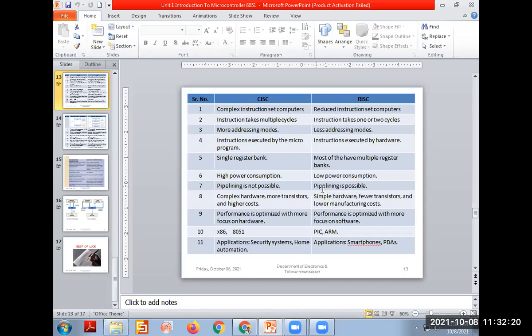And what exactly that is, we are going to see. Don't worry about that. Complex hardware, more number of transistors required. In designing the IC of microprocessors or CISC type processors, it requires more hardware and more number of gates inside that IC. But in case of RISC, as the name says, reduced, it requires fewer gates inside. That means the cost is also reduced. Performance is optimized with more focus on the hardware.